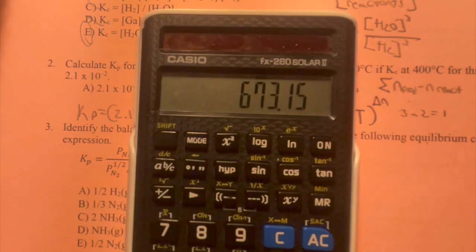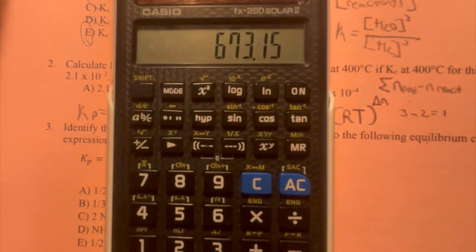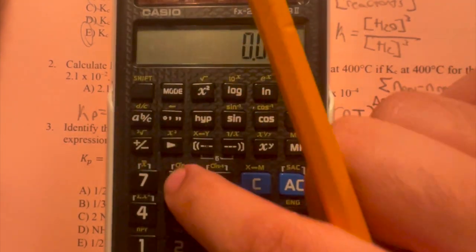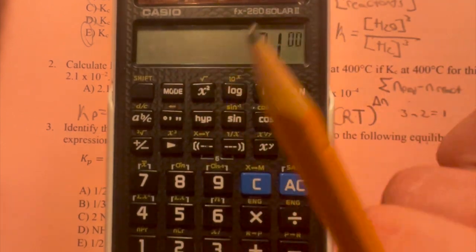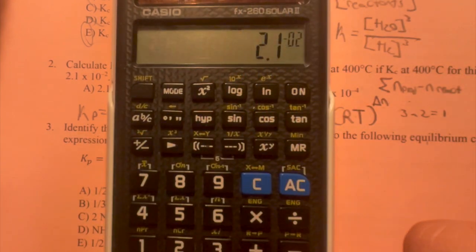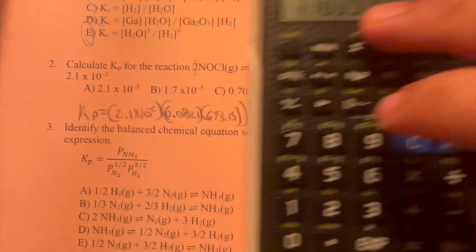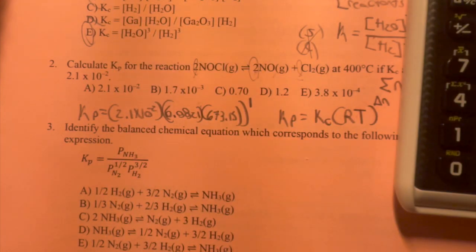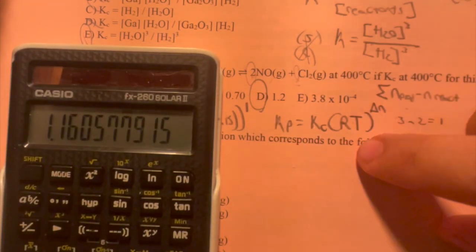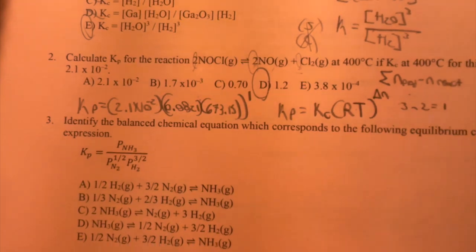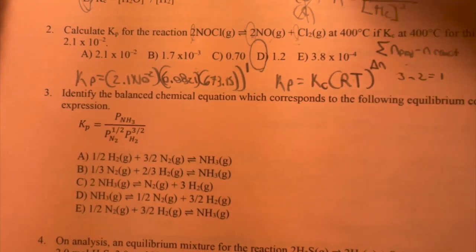Okay, so then all we do is just take our temperature times our gas constant, right, times our Kc, which you get 1.16, which is the same thing as 1.2. Cool. All right, let's go to 3.